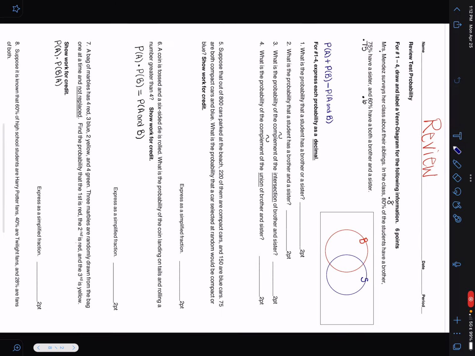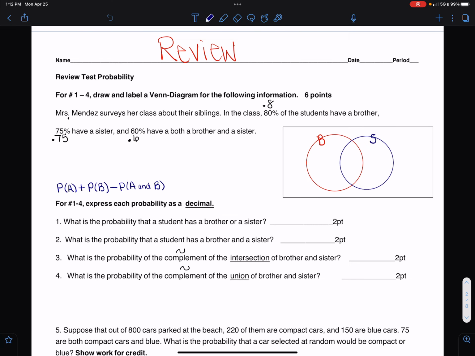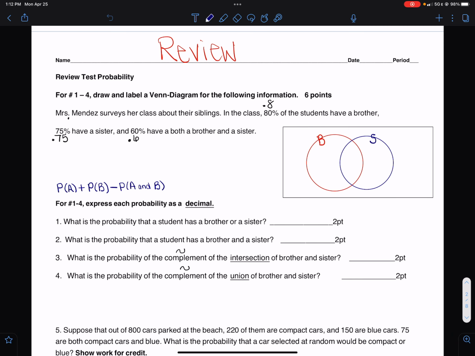So Miss Mendez surveys her class about their siblings in class, and 80% of them have a brother, 75% of them have a sister, and 60% have both a brother and a sister. So when we're working this out, remember first off to turn all your percents to decimals. Right, so let's go ahead and build this from the inside out. The ones that have both are 0.6. The ones that just have a brother is, well, it's 80% or 8/10.